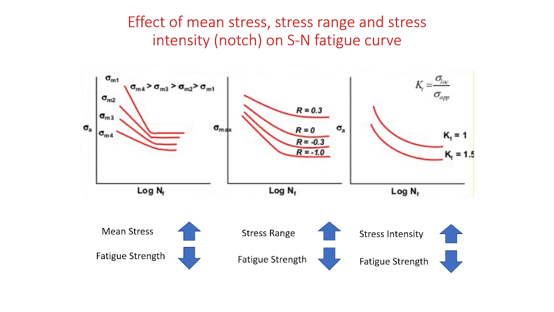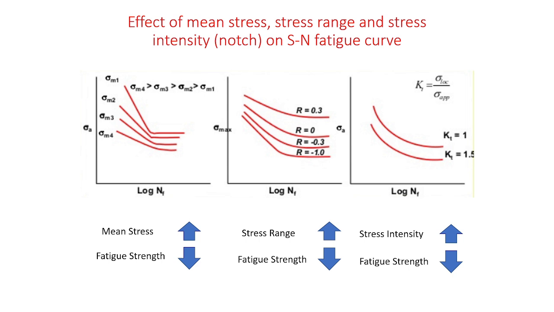You can see the mean stress. If the sigma m1 stress level is higher, the number of cycles to failure is less, so the fatigue strength is less. Sigma m2, you can see, the stress is lower than sigma m1 but higher than m4, so the fatigue life is decreasing. So as the stress level is decreased, the number of cycles, or the fatigue strength, is increased. That is what we can infer from this diagram.